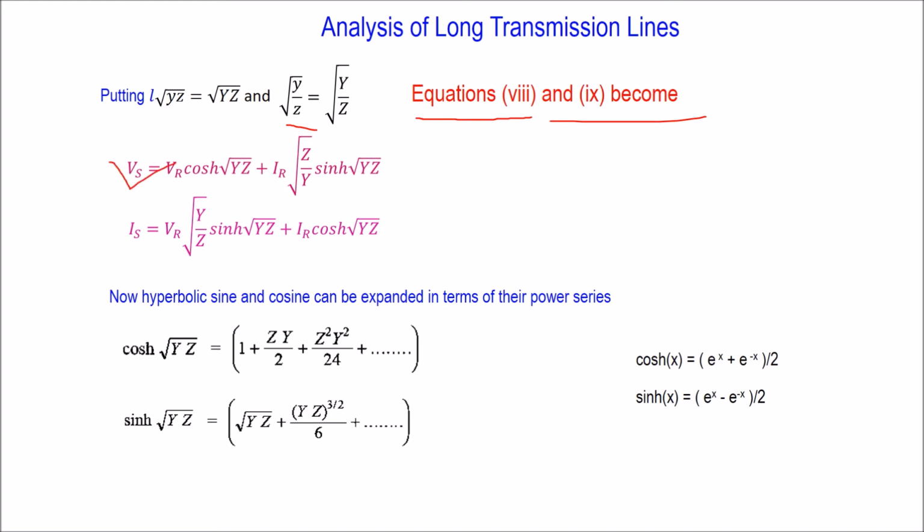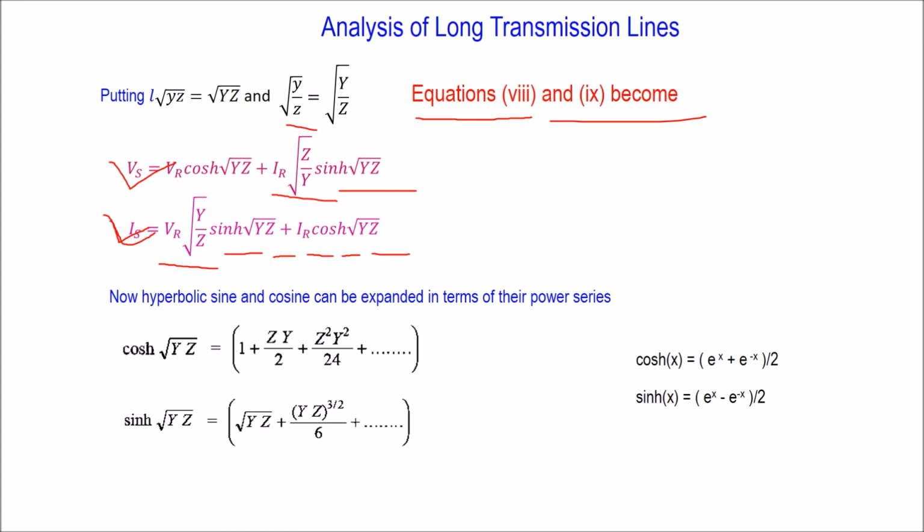right? So here Vs equal to Vr hyperbolic cos root over YZ plus Ir root over Z divided by Y hyperbolic sine root over YZ. Similarly, Is becomes Is equal to Vr root over Y divided by Z hyperbolic sine root over YZ plus Ir hyperbolic cos root over YZ, right?